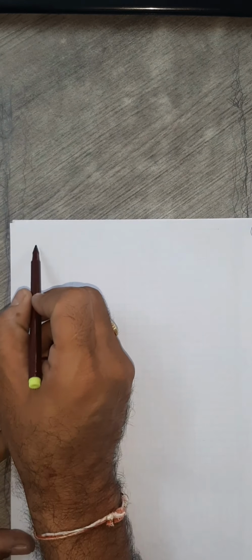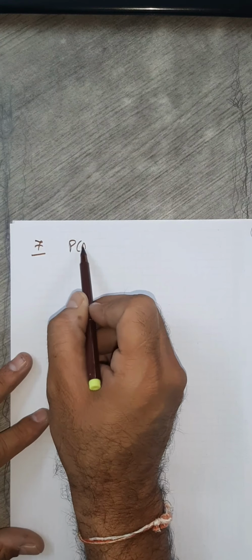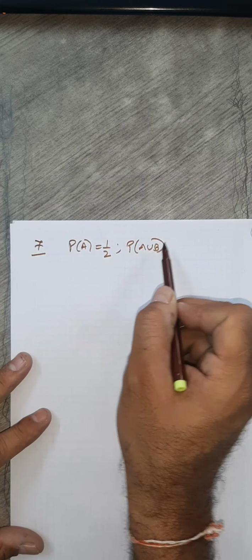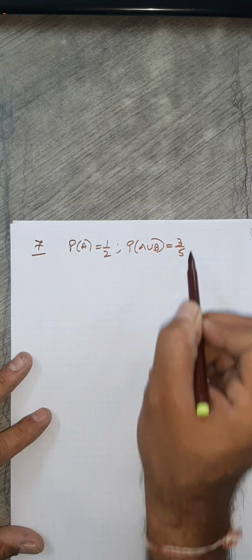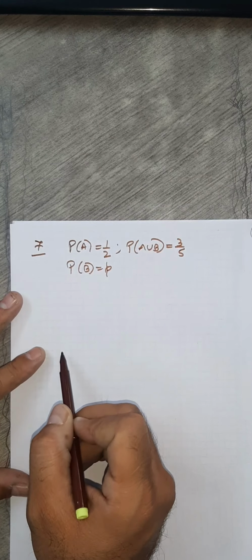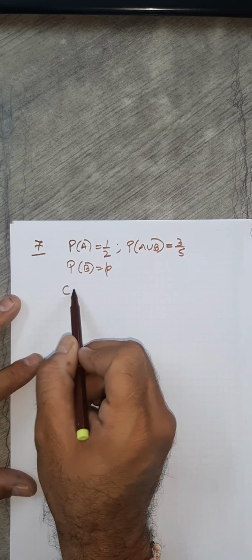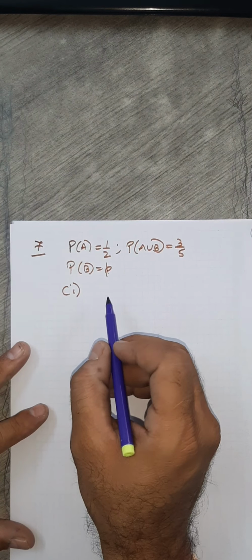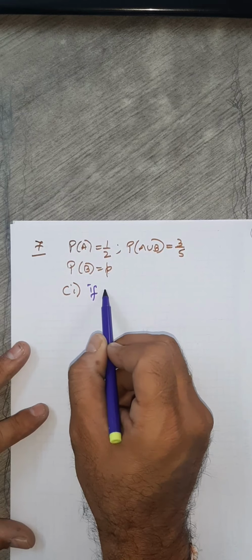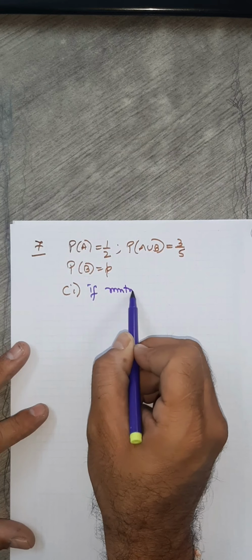The seventh question, you are given P of A for event A, which is 1 by 2. P of A union B also you are given, which is 3 by 5. P of B you are given as small p. Now you want to get the value of p, that is the probability of event B, under these two cases. What is the first case? They are mutually exclusive.